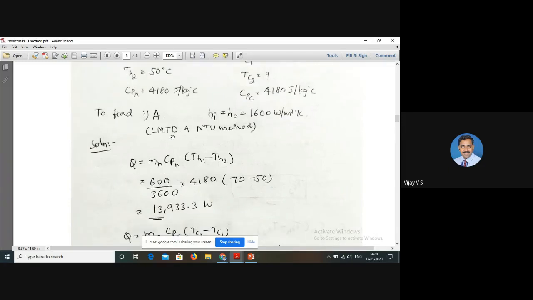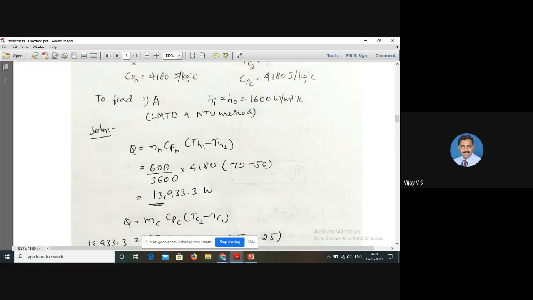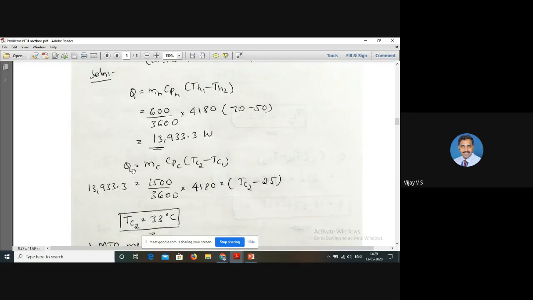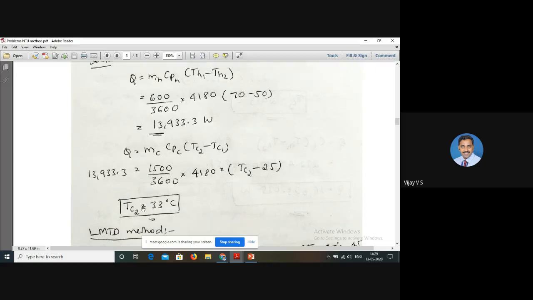First we will go with the LMTD method. For the LMTD method, we know Q is equal to U A LMTD. So I will find the rate of heat transfer because I know all these temperatures. So MH CPH into TH1 minus TH2. Since it is in kg per hour, I should divide by 3600. Specific heat I know, temperature I know. So Q I will get 13933.3. Then I can find TC2. The same Q I substitute, MC CPC into TC2 minus TC1. So the outlet temperature TC2 I will get as 33.